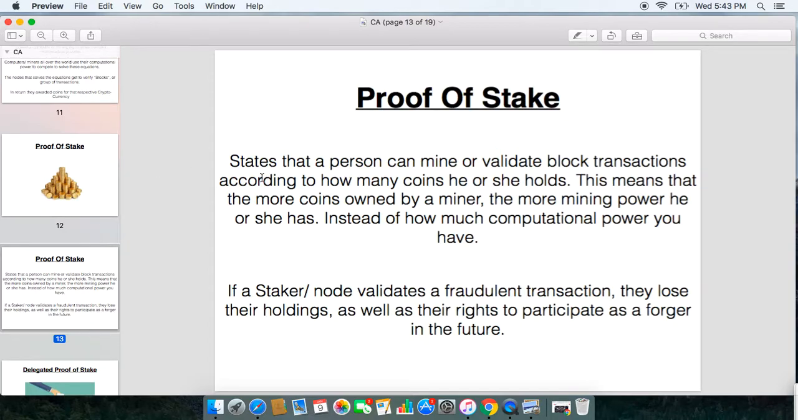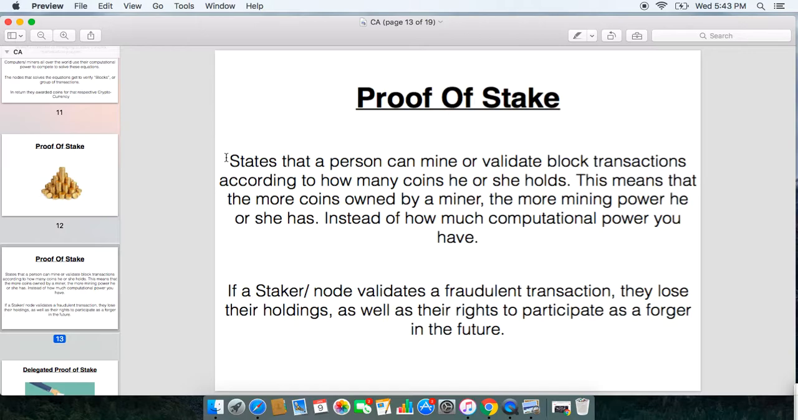So proof of stake states that a person can mine or validate block transactions according to how many coins he or she holds. This means that the more coins owned by a miner, the more mining power he or she has. This is instead of how much computational power you have. So it's more really what you hold in regards to the network.